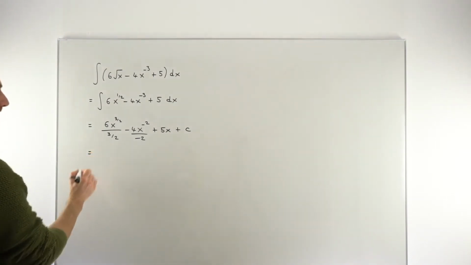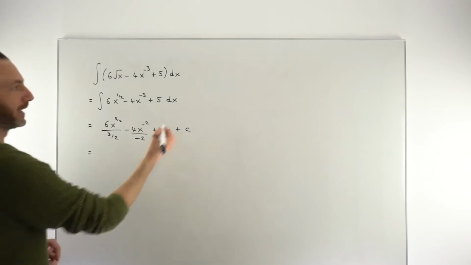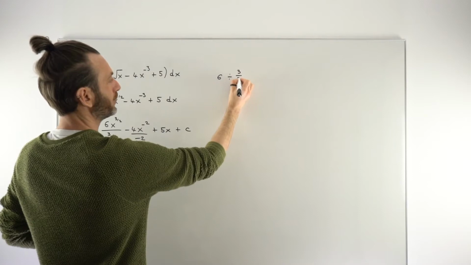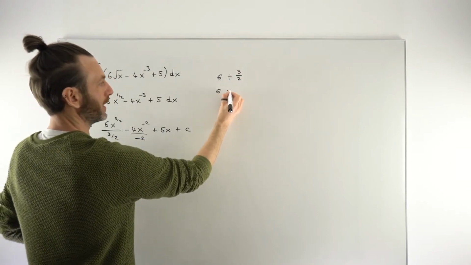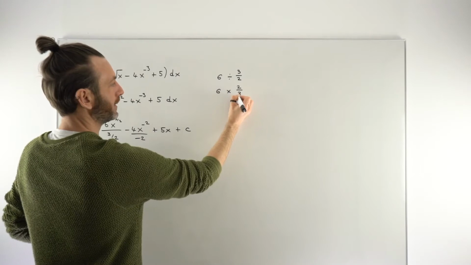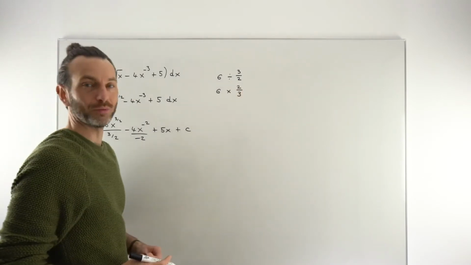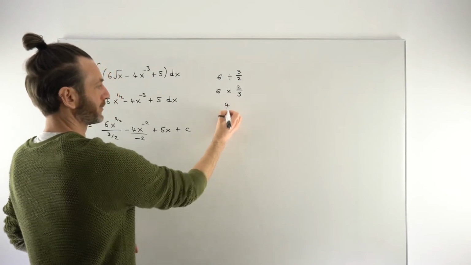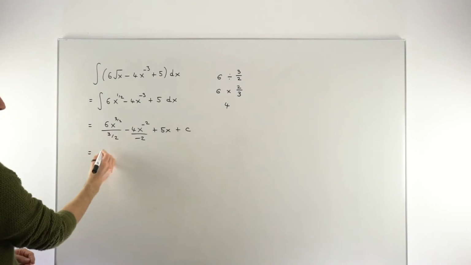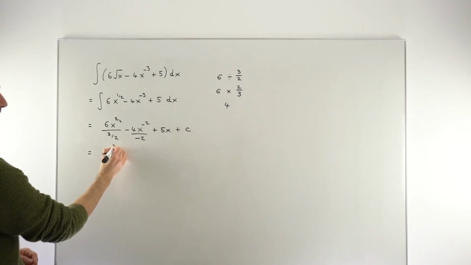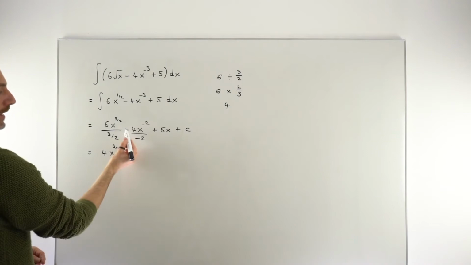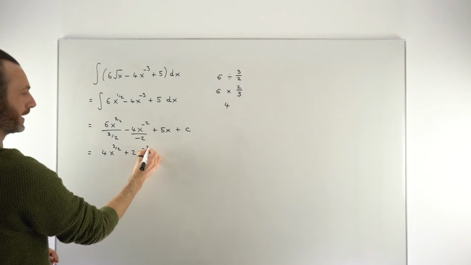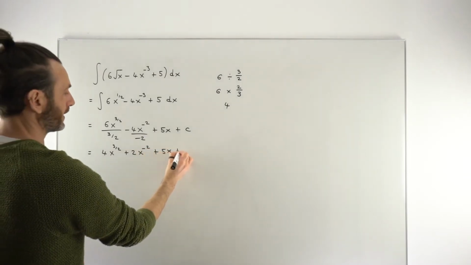Now we're just basically tidying up. So this can look a little tricky. So effectively what we're doing there is 6 divided by 3/2. When you're dividing by a fraction, you can flip it and multiply instead. So dividing by 3/2 is the same as multiplying by 2/3. 6 times 2 is 12, divided by 3 is 4. So that evaluates to 4, the number part. So this becomes 4x to the power of 3/2. The minus 4 divided by minus 2, well, that becomes a plus 2x to the power of minus 2. The 5x stays on the end, as does the c.